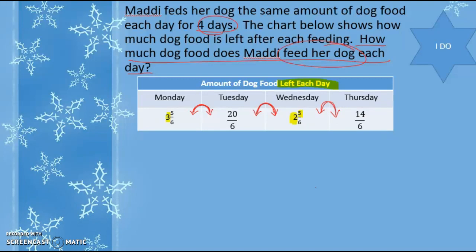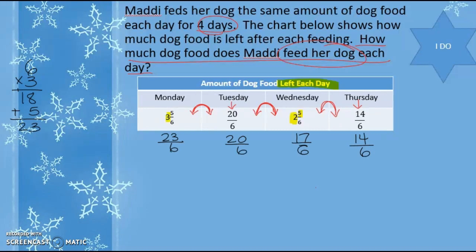But boys and girls, in order for me to see this very clearly, all of the numbers need to look the same. So let's use what we learned in our last lesson about renaming fractions so that we can subtract them. Because if the dog is eating, that means some of the food is missing, so we know that we need to subtract. So I'm going to pause the video and rename all of these fractions as improper fractions. Now, Tuesday and Thursday are already listed, but Monday and Wednesday are not. Okay, so I renamed each of the fractions.